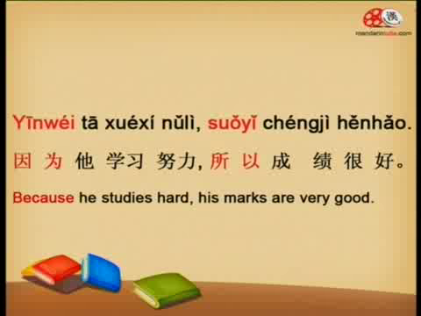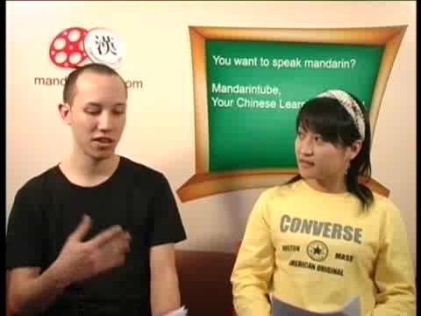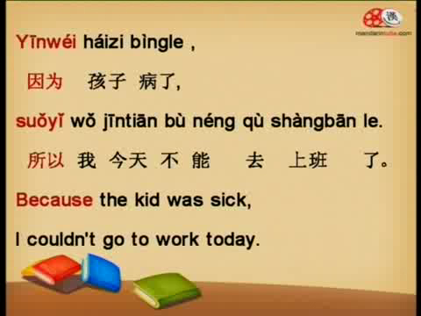因为他学习努力，所以成绩很好。 Okay, so because he studies hard, therefore, his marks are really good. So, the first part of the sentence is obviously the reason, 原因. And the second part is the result, 结果. Okay, how about the second sentence? 因为孩子病了，所以我今天不能去上班了。 Okay, because the kids were sick, I couldn't go to work today. And again, 因为 is because, and after 因为 we put the reason, and then we say 所以 which is therefore, and we put the result. So it's very simple.